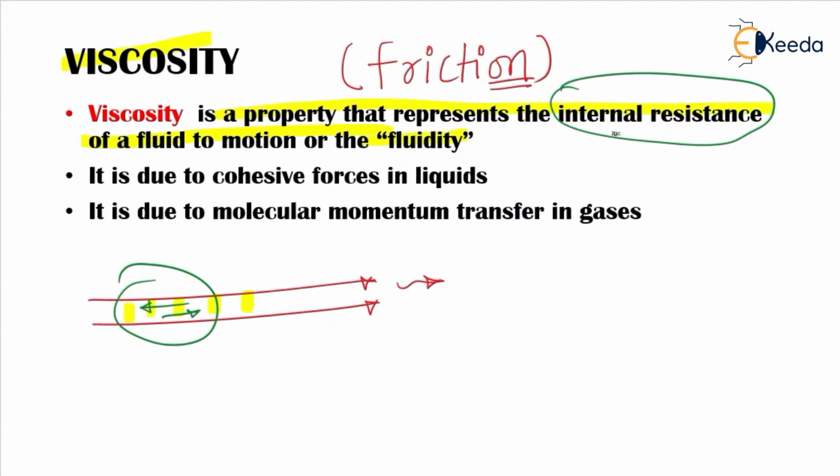Remember, this internal resistance is an important term. It will appear in between the layers of fluid. These are the layers, this and this. For any two layers, this internal resistance will come into the picture only when the fluid is in motion. Remember this, when the fluid is in motion. Now why does it happen? The reason is different for liquids and gases, but it will be present in both.